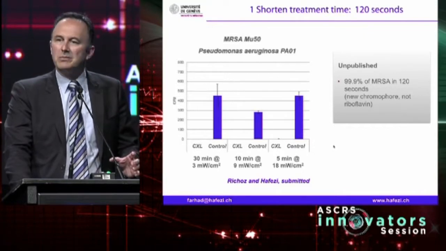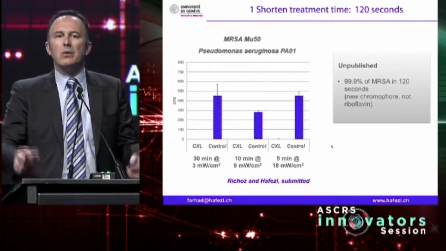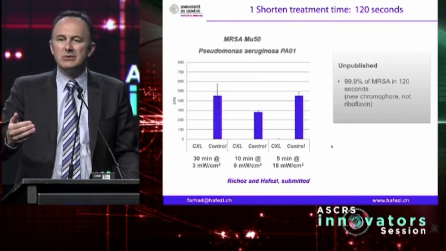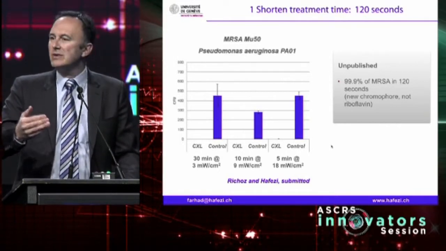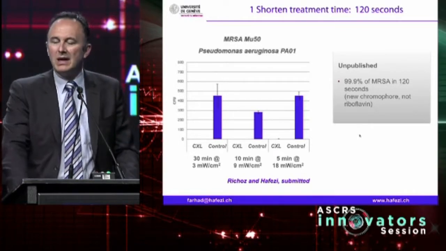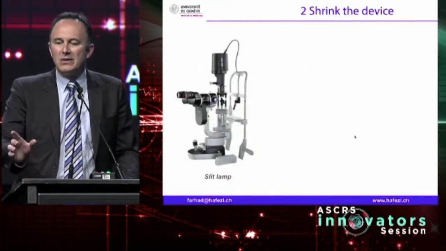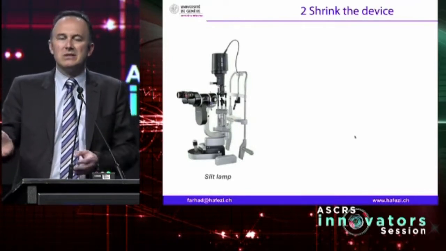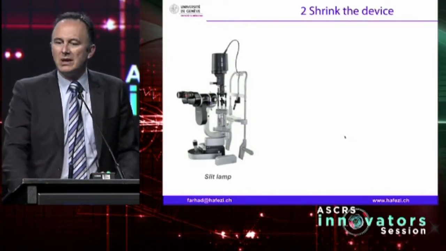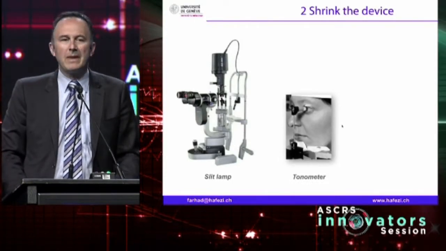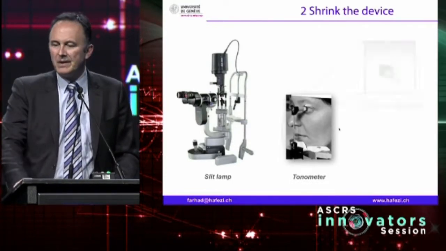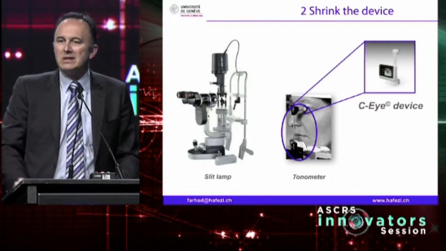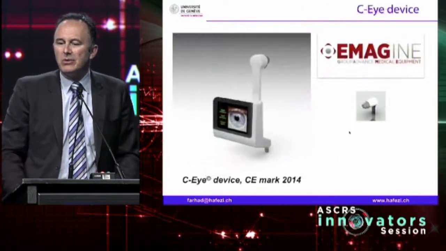The second aspect would be to take this out of the operating theater. Why would I take a septic patient into a sterile environment, kill 99% of the pathogen within 2 minutes, and then take him out again? So what is the most basic equipment every ophthalmologist has? The slit lamp is defining our profession. And the slit lamp has a Goldmann tonometer. So why don't we take off the Goldmann and have a device that is replacing the Goldmann, you do the treatment at the slit lamp. And this is what we are currently working on.